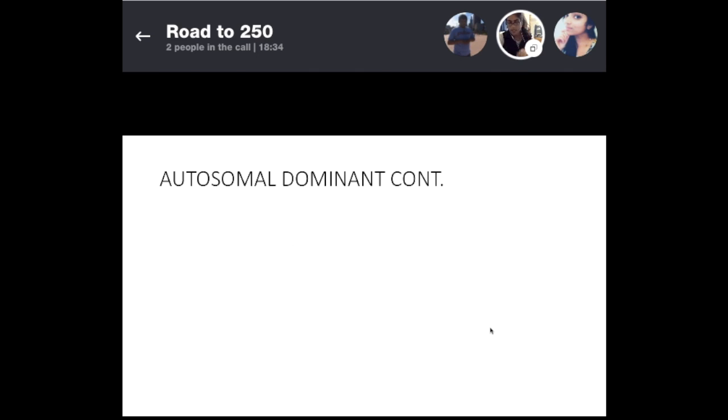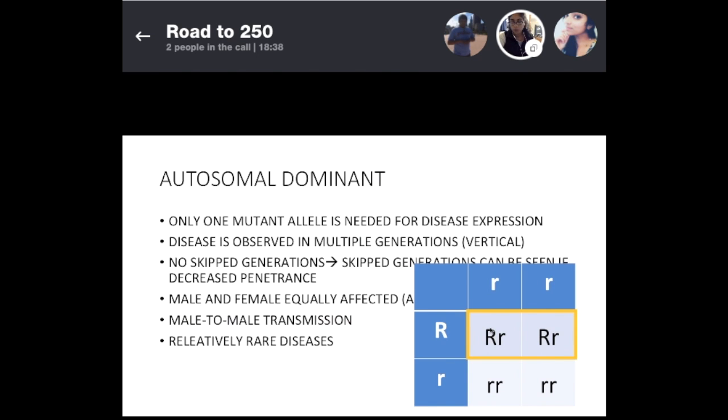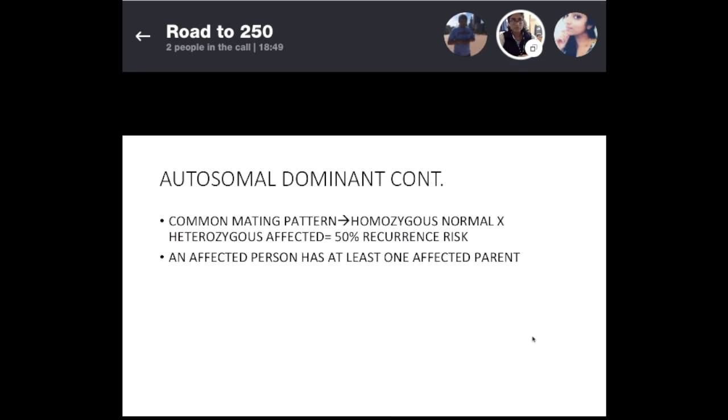A few more things: the common mating pattern is going to be a homozygous normal with a heterozygous affected parent. So the recurrence risk, therefore, is 50%. Usually an affected person has at least one affected parent, hence the no skipped generation seen and the vertical transmission.